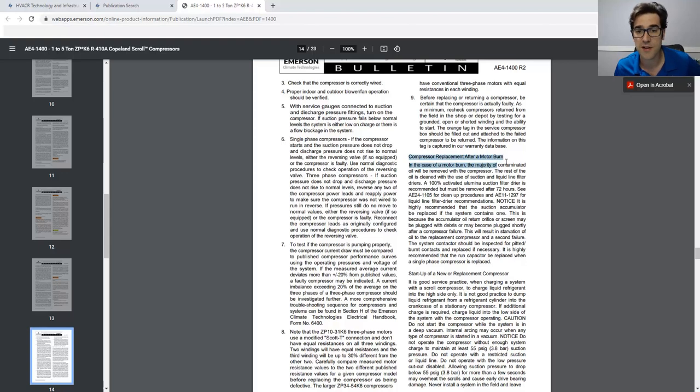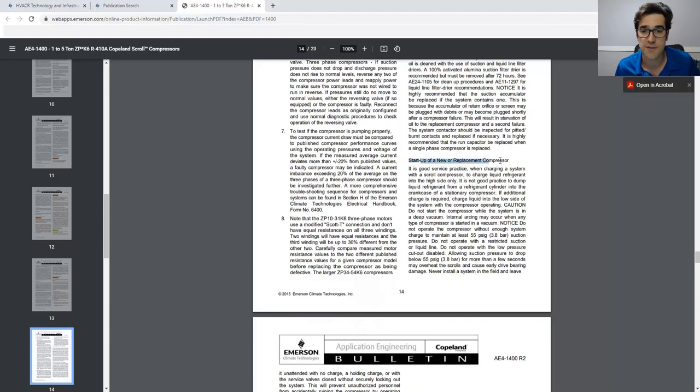Look, compressor replacement. If you have a motor burn, it explains right here how to do it properly, as well as startup. If you did have to replace, here's the step-by-step procedures on how to start it up. Right, step-by-step right here. Do not allow suction pressure to drop below 55 psi more than a few seconds, it may overheat the scroll and cause early bearing damage. Look at that, right there.